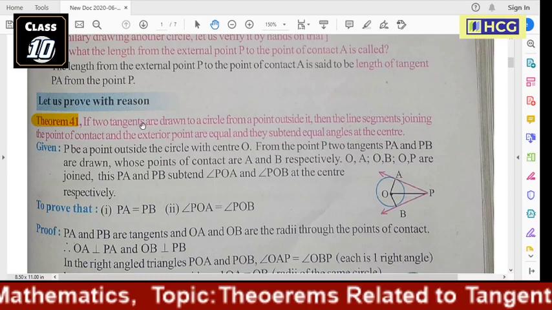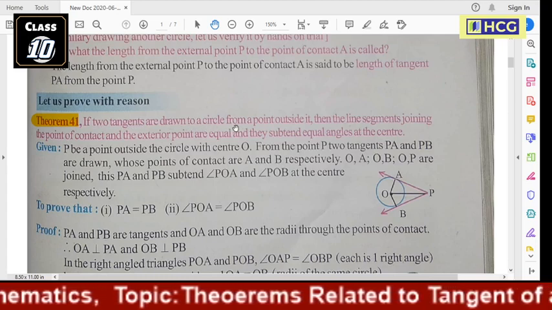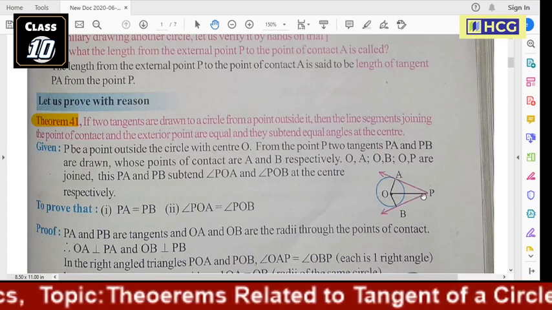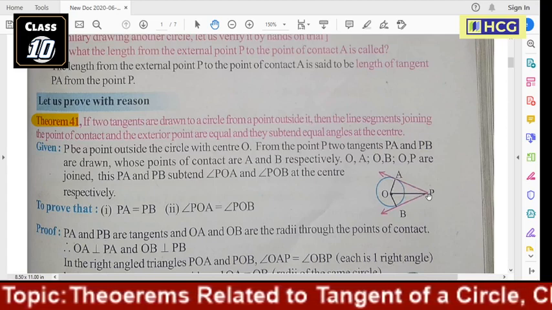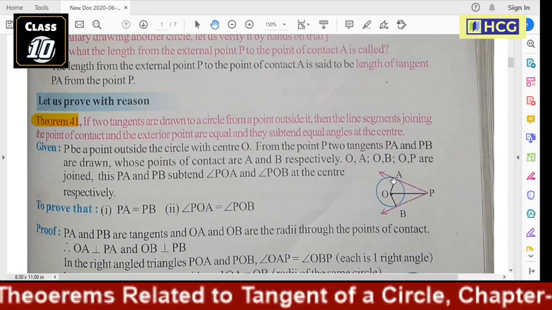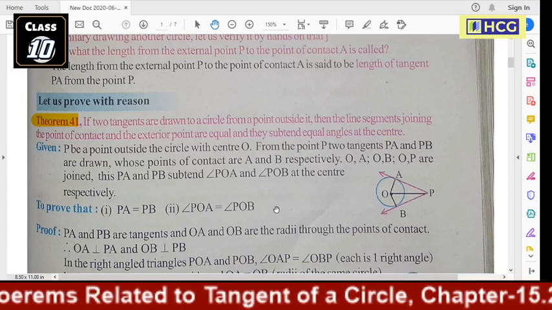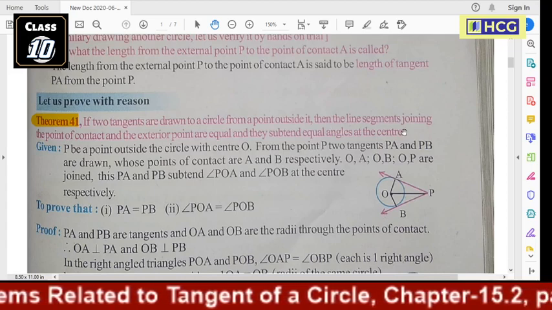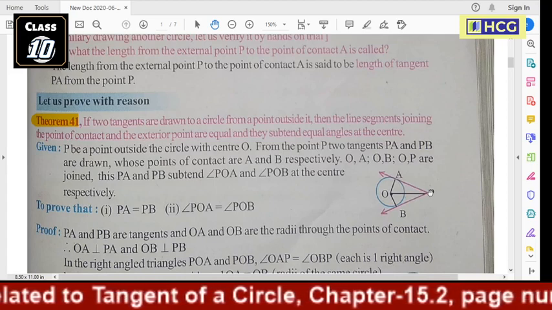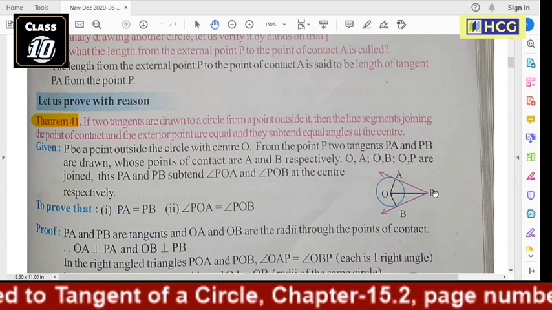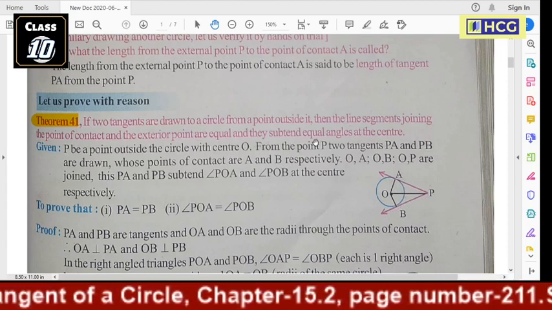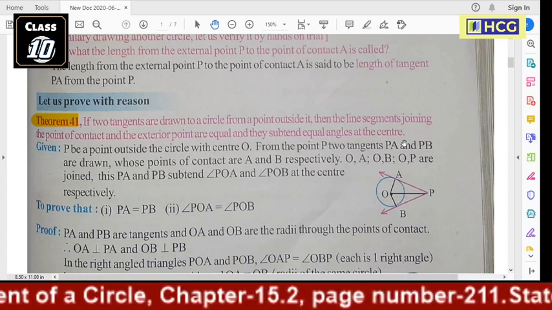If two tangents are drawn to a circle from a point outside it, an external point of a circle, maximum two tangents are drawn. At external point, maximum two tangents are drawn. Then the line segment joining the point of contact and exterior point are equal. So that is the length of two tangents. The length of two tangents are equal and they subtend equal angles at the center.